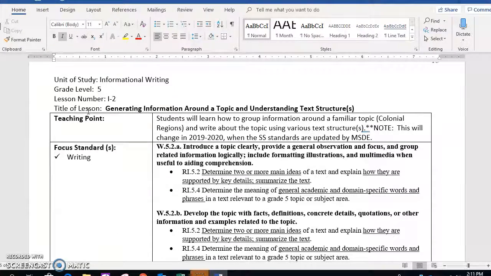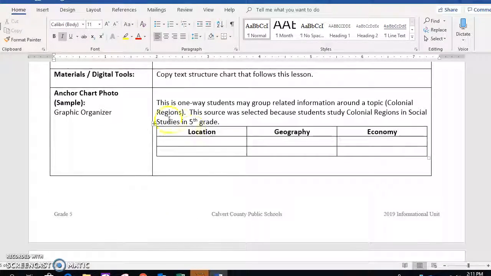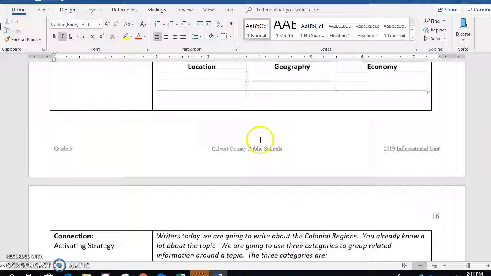The next lesson goes around generating information around a topic to understand text structures. So here what we want students and teachers to do is directly tie this lesson to colonial regions from your social studies units. We have created 3 categories here, and basically what your students are going to do is a brain dump of facts and details to come underneath these 3 categories.